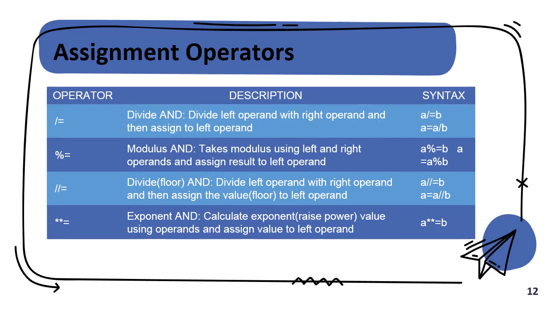Assignment operators include divide and assign, which divides the left operand with the right operand and assigns the value to the left. Then modulus and assign takes the modulus using the left and right operands and assigns it to the left operand. Floor division performs the same kind of operation. Then exponentiation calculates the exponentiation value using the operands and assigns the value to the left operand. So these are the various assignment operators.